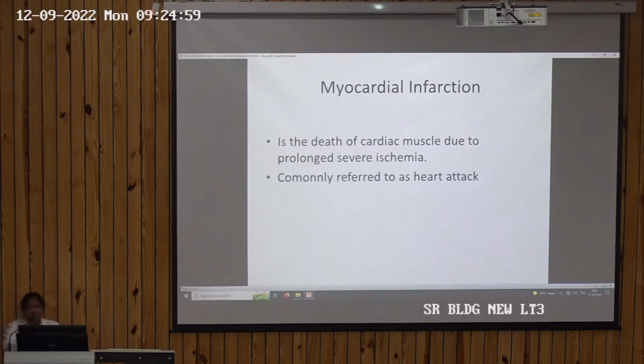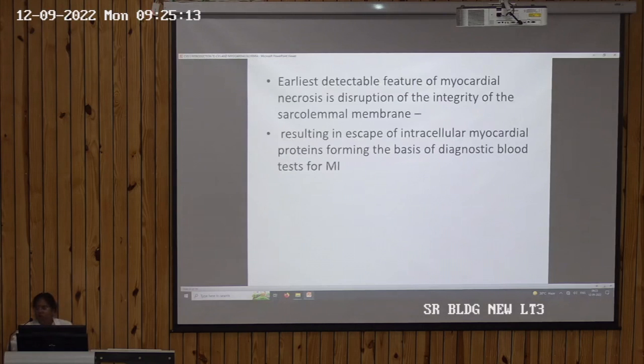So myocardial infarction, what is it? It is the death of cardiac myocytes due to prolonged severe ischemia. And in common language, it is referred to as heart attack. The earliest detectable feature of myocardial necrosis is disruption of the integrity of the sarcolemmal membrane, that is the outer membrane of the cardiac myocyte. When there is disruption, what will happen? The enzymes and proteins that are present in the cytoplasm will come out.